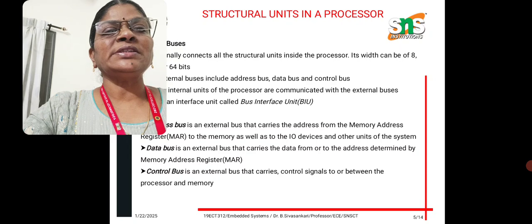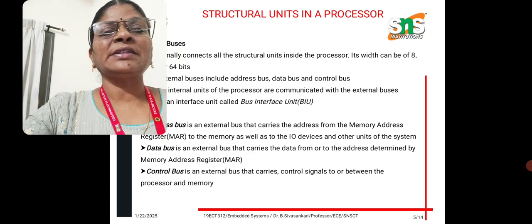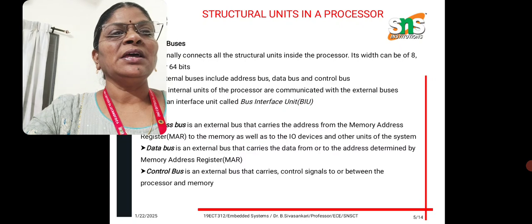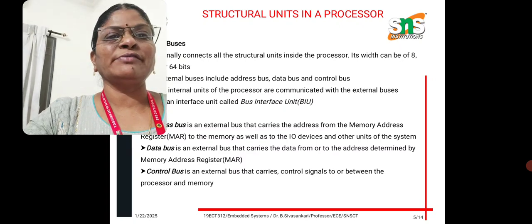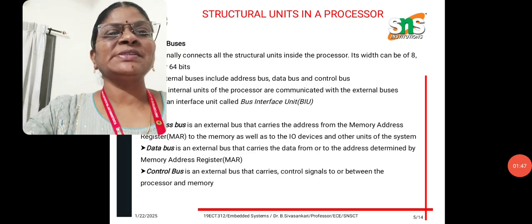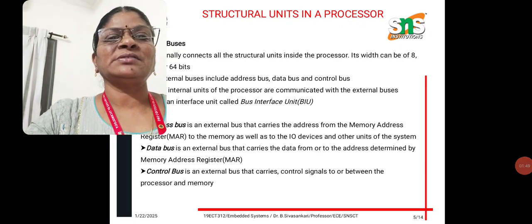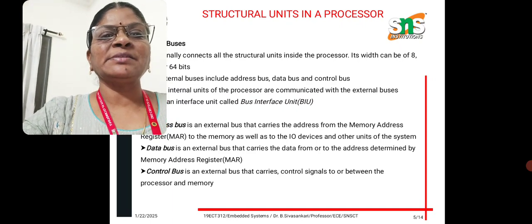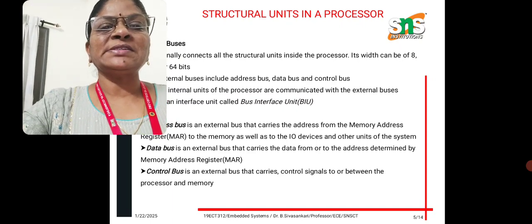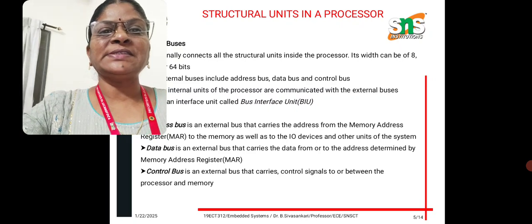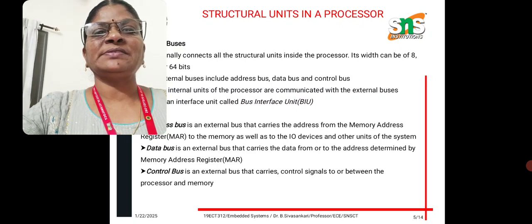The buses connect internally all the structural units inside the processor, and the width can be 8, 16 or 64 bits. The internal buses include address bus, data bus and control bus. The bus interface units of the processor communicate with the external buses, which is called the bus interface unit. So it consists of three buses: address bus, data bus and control bus.